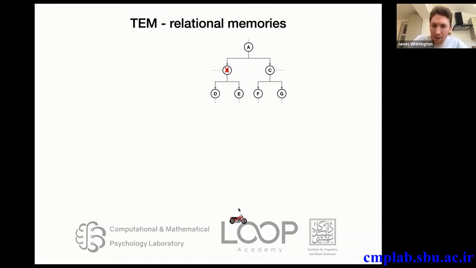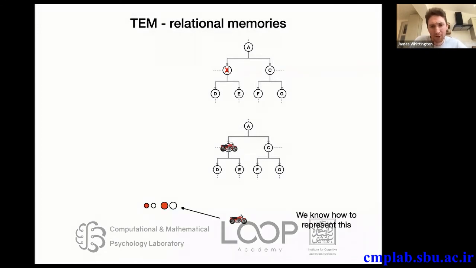Let's say we see a motorbike and we believe we're at this X location B. What we really want to make a memory of is this motorbike at that location. So how might we do that? Well, we know how to represent a motorbike. That's just some sensory signal. And let's imagine for a moment that we know how to represent our location in this relational structure. That's going to be by this blue thing, and sensory by the red thing.